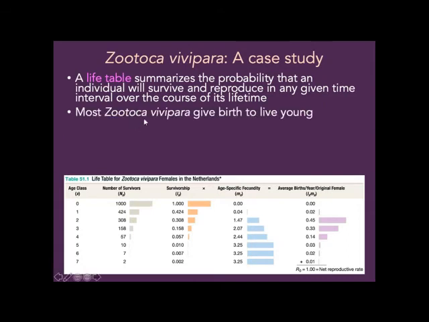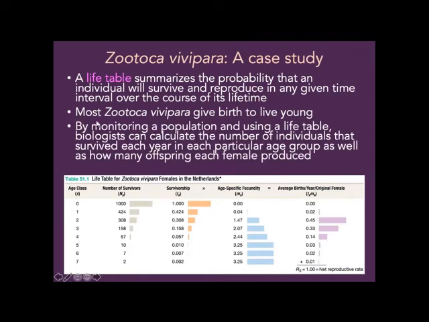So, Zootoca vivipara are named vivipara because they give birth to live young. And we can monitor the population with a life table and use that to calculate the number of individuals that survive each year in each particular age group and figure out how many offspring each female produced. So you can see here, this is the age class. So you can have age 0, meaning from birth to 1 year old, 1, 2, 3, 4, 5, 6, 7.